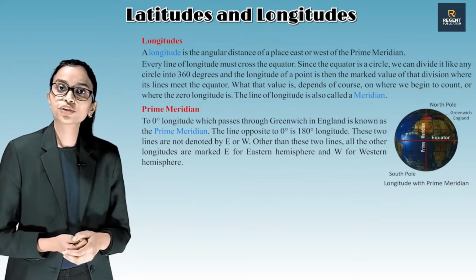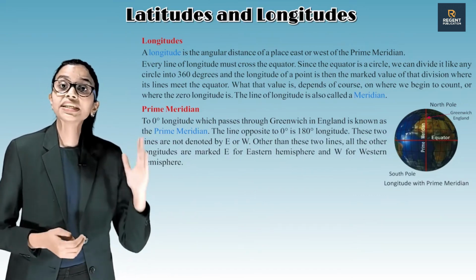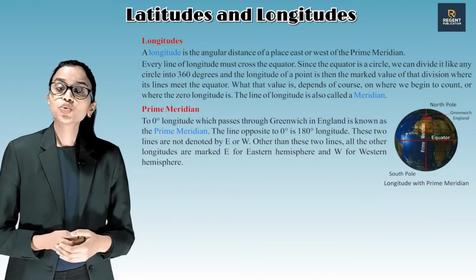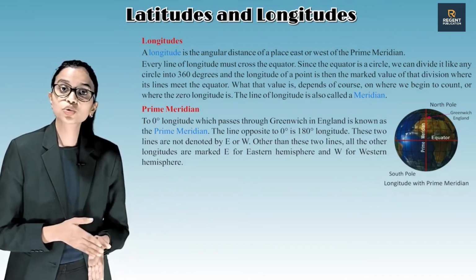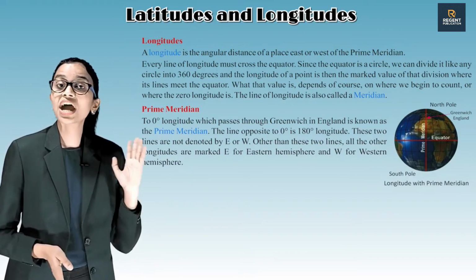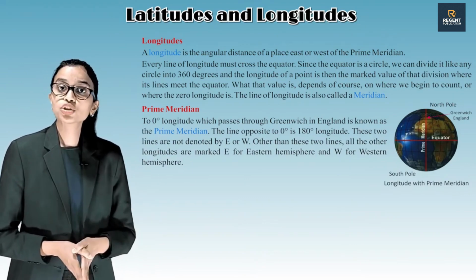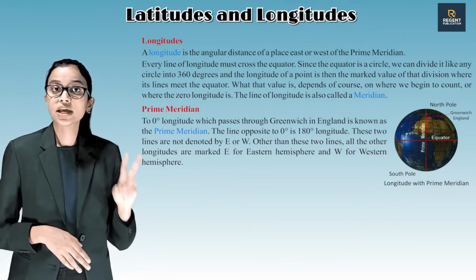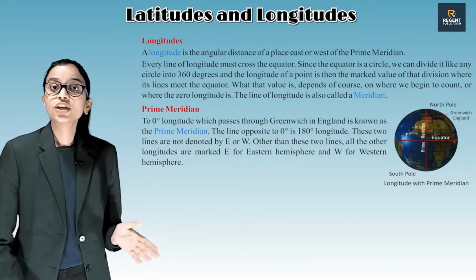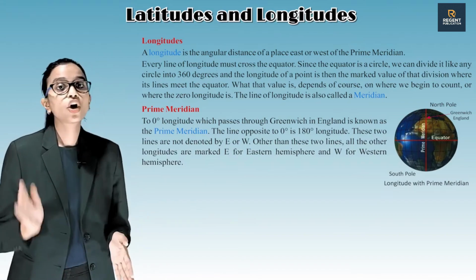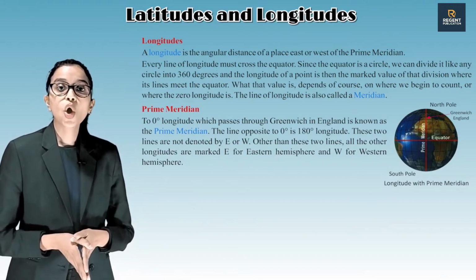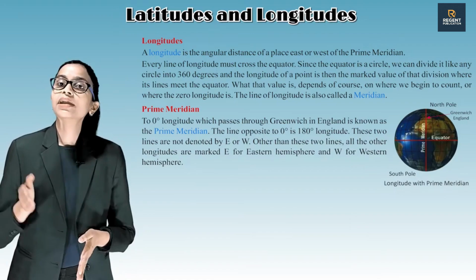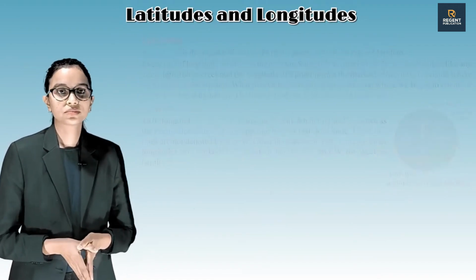The line of longitude is also called a meridian. Prime meridian. The 0 degree longitude, which passes through Greenwich in England, is known as the prime meridian. The line opposite to 0 degree is 180 degree longitude. These two lines are not denoted by E or W, that is east or west. Other than these two lines, all the other longitudes are marked E for Eastern Hemisphere and W for Western Hemisphere.